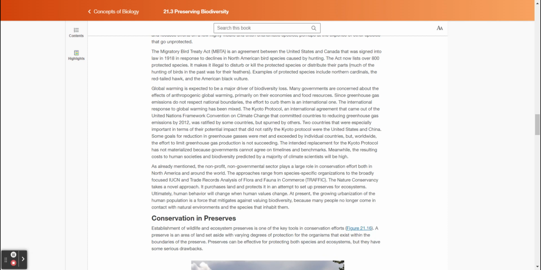The intended replacement for the Kyoto Protocol has not materialized because governments cannot agree on timelines and benchmarks. Meanwhile, the resulting costs to human societies and biodiversity predicted by a majority of climate scientists will be high.